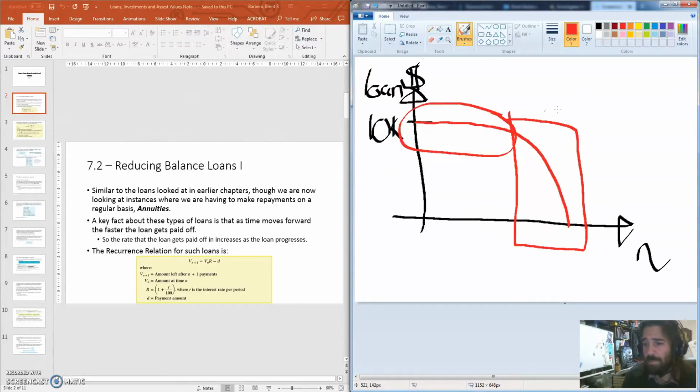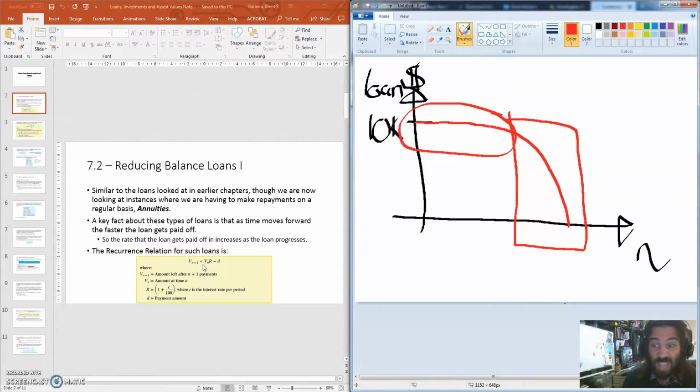This is a common thing that VCAA likes throwing on exams, so keep that in mind when we're looking at visualizing what these loans look like, or any loan looks like really. That's why we've been looking in chapter 6 at how to graph some of these situations. Down the bottom here we have the recurrence relation. So just like chapter 6, we're going to have a recurrence relation first, followed up by its actual rule, which will be on the next slide.